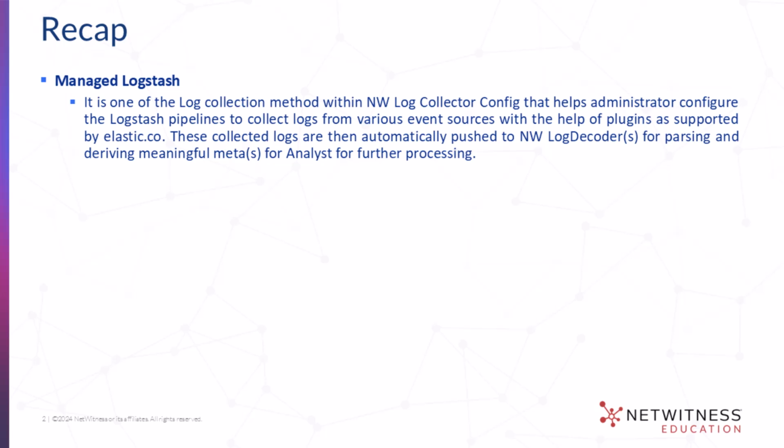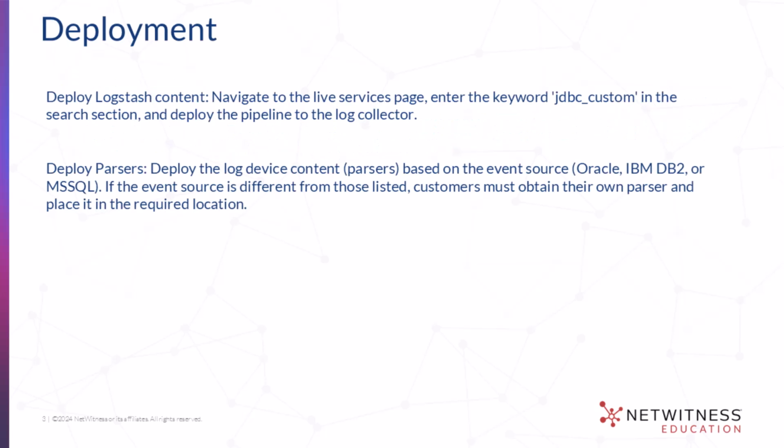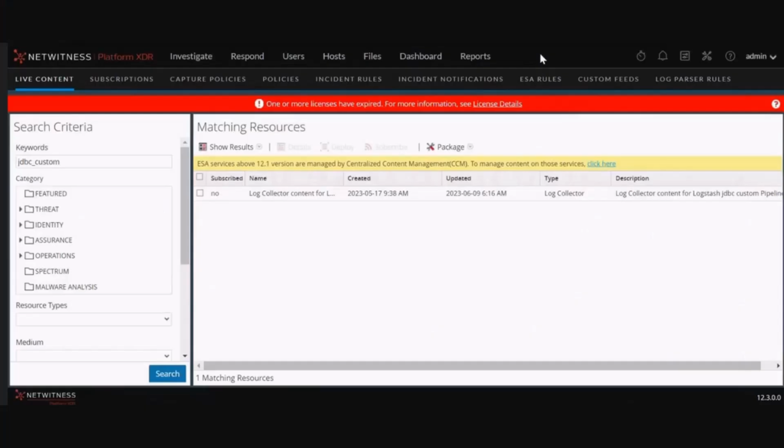Let's look into how customers can deploy the Logstash contents. Initially, they have to navigate to the live services page in the NetWitness platform. Then they have to enter the keyword JDBC_custom in the search section. Later, they can deploy the Logstash content to the required log decoders.